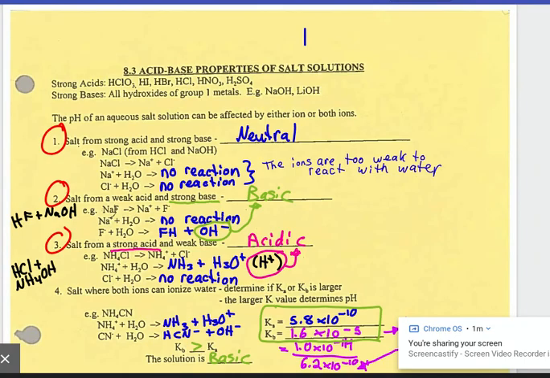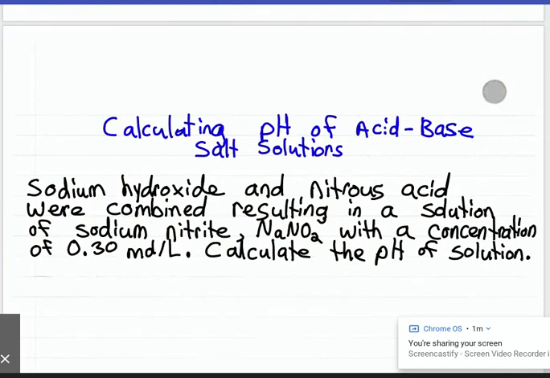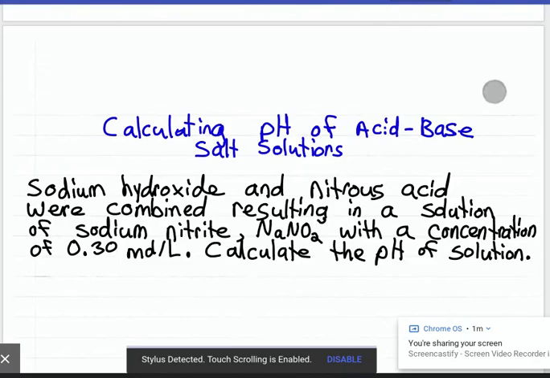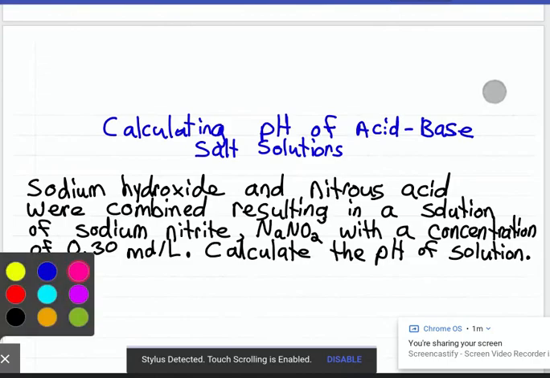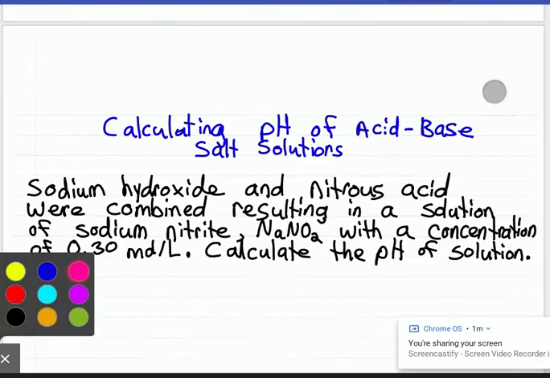And this is going to be really important because it is going to help us determine how the salt in solution is going to react with water. And then that is going to in turn help us determine our pH. So we're going to dive right in with an example. In this example, we have sodium hydroxide and nitrous acid, which is HNO2. And it combines and we get a solution of sodium nitrite.